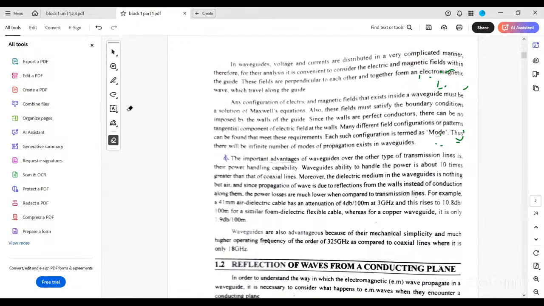In the waveguide, voltage and current are distributed in a very complicated manner. If voltage is maximum, what happens to the current? Current is minimum. If voltage is minimum, current is maximum. So, instead of discussing in terms of voltage and current, it is convenient to discuss in terms of electric and magnetic fields. So instead of voltage and current, which terminology are we using? We are using electric and magnetic fields within the waveguide.